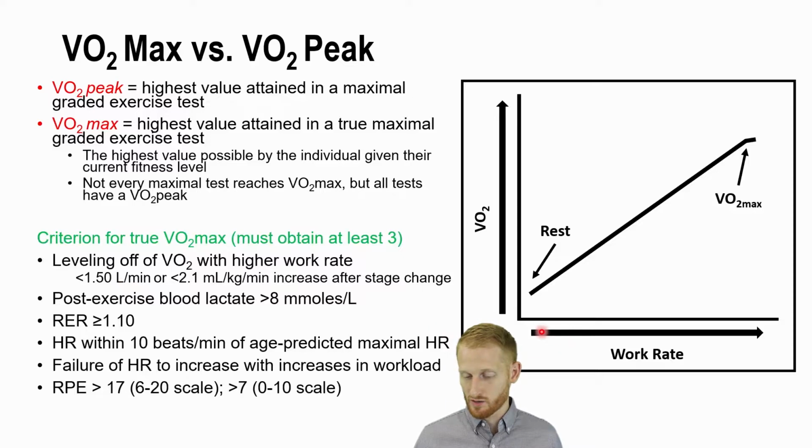So you see here we have an increase in work rate. It has a linear response. The VO2 has a linear response all the way until you get to VO2 max, and you can see it kind of levels off here. It no longer increases linearly.